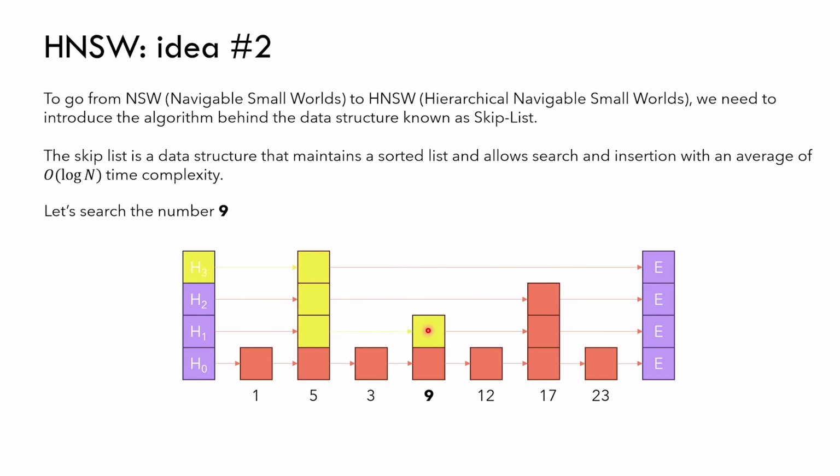Now imagine we want to find another number, let's say the number 12. We start again from the H3. We go to the first item and compare to the next. Okay, it's the end, so we go down.